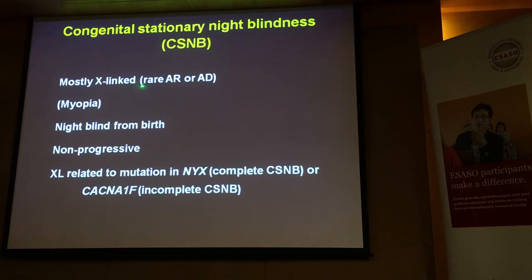CSNB is mostly X-linked, recessive and dominant. Recessive is relatively rare, dominant is extremely rare, and related mostly to rhodopsin mutation. Patients are night blind from birth. The X-linked complete is mostly myopic, the incompletes will sometimes have nystagmus because they have cone problems, which you'll see in a second. But what's all this complete and incomplete business?